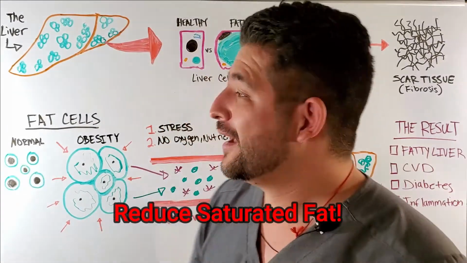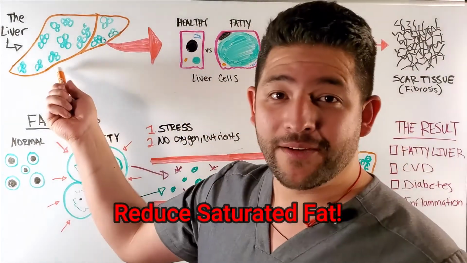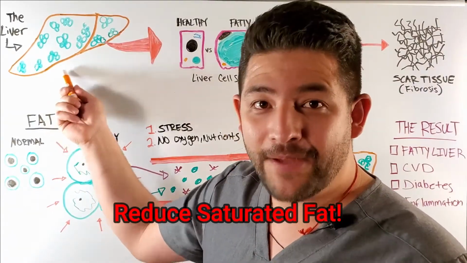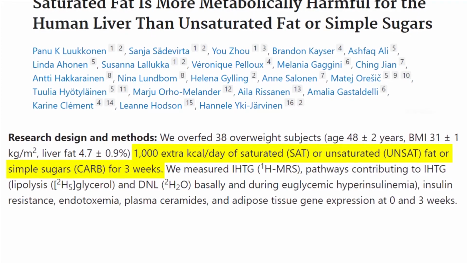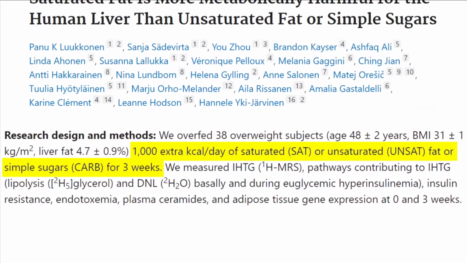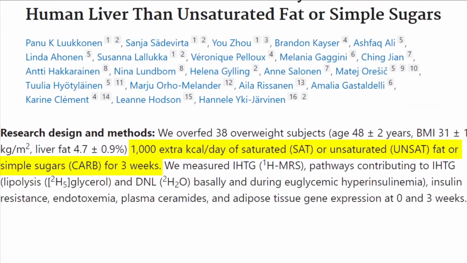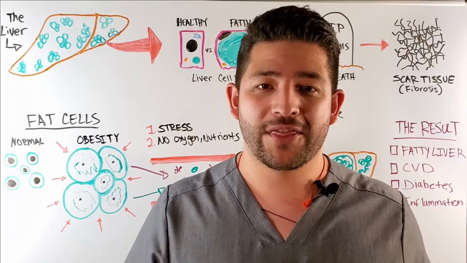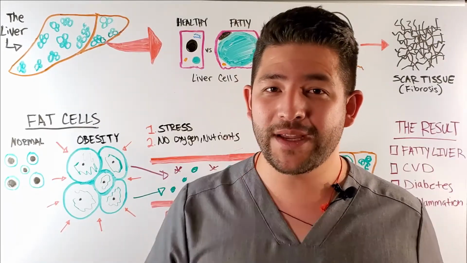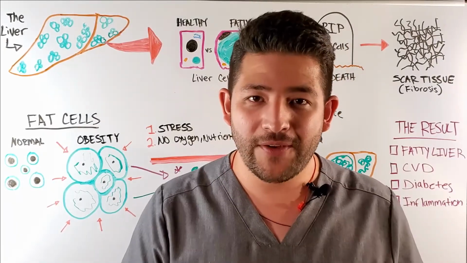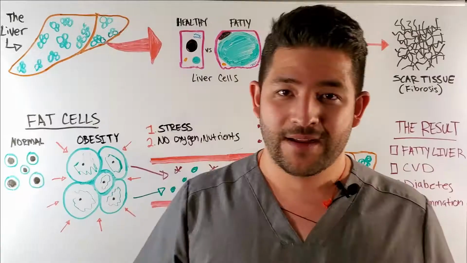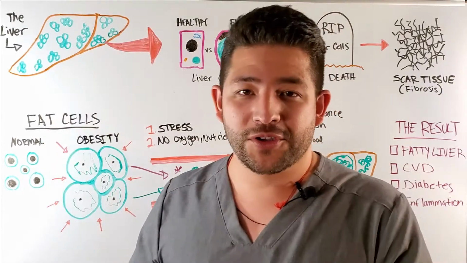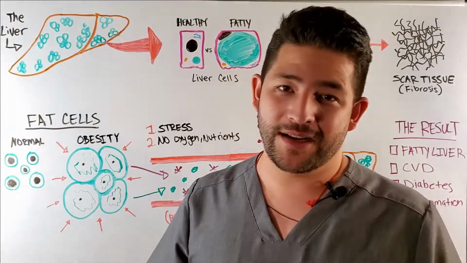Now, the third thing that you should not be eating is high amounts of saturated fat. Let's not forget that the reason you have fatty liver is because you literally have fat in your liver. In fact, in this study, they took 3 different groups of people. The first one, they fed saturated fat. The second one, simple sugars. And the third one, unsaturated fat at 1,000 calories every day for 3 weeks. And the group that ate saturated fat had a 55% increase in liver fat, compared to the simple sugar group that had a 33% increase in liver fat.